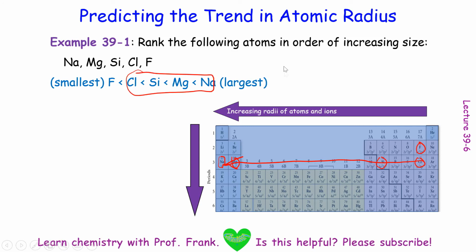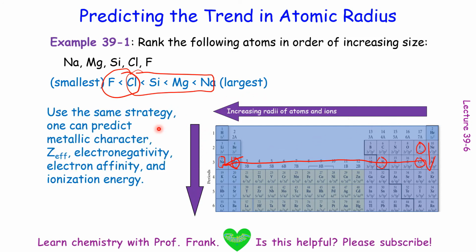Now let's compare fluorine and chlorine. The radius increases from top to bottom. So what does it mean? Comparing fluorine size with chlorine, which one is smaller? Fluorine is smaller. So therefore, fluorine should be the smallest. Now we easily solved this problem using this arrow diagram. Very similar to this, you should be able to predict other periodic properties. You just need to remember the trend.